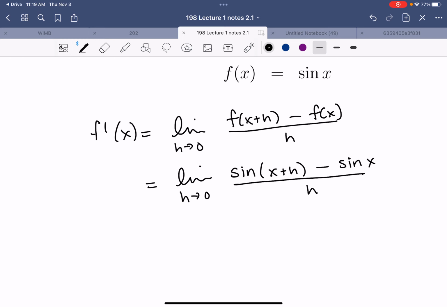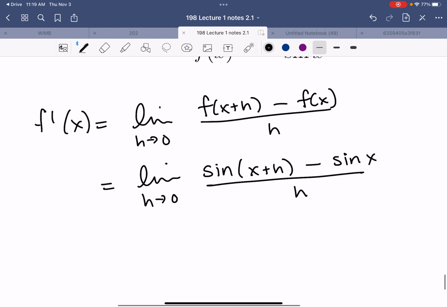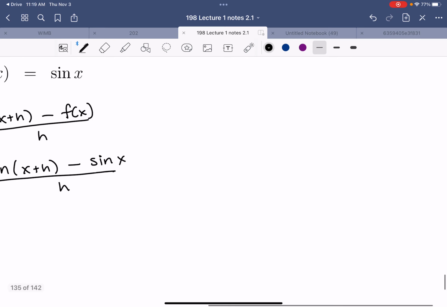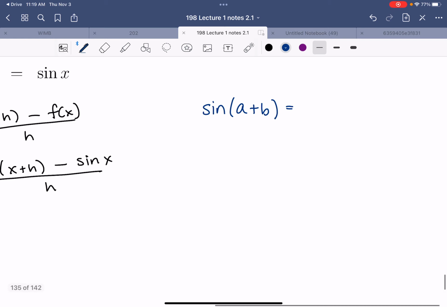over h. Okay, now typically when we get into this situation, we want to do some kind of algebra trick, and then we want to factor. And right now, the sine of x plus h and the sine of x are not like terms, and I cannot factor them out. I also cannot distribute the sine to what's inside the argument. It doesn't work that way. But there is an identity that we can use. We know that the sine of a plus b is as follows.